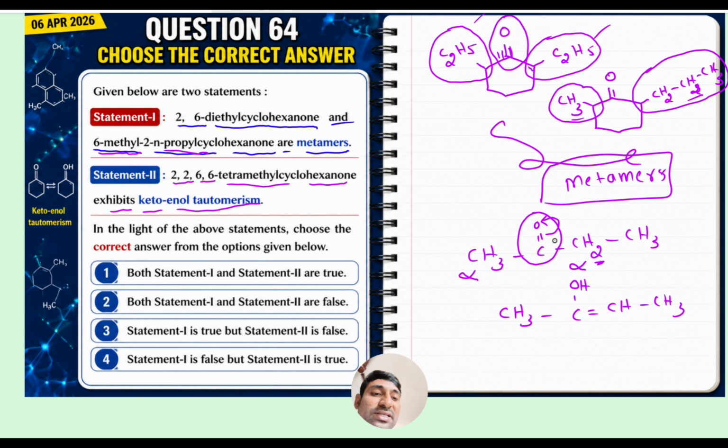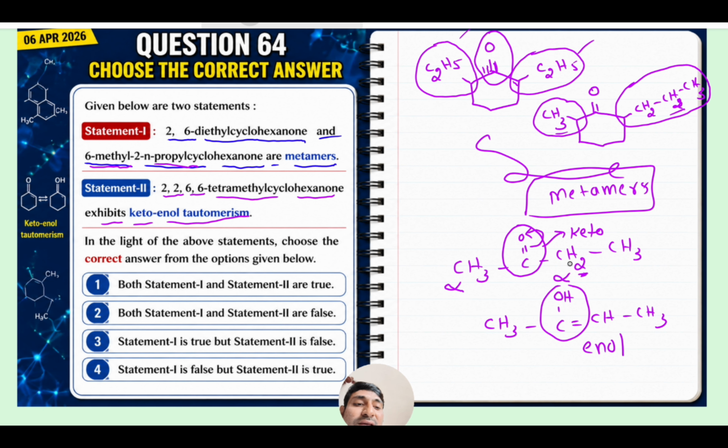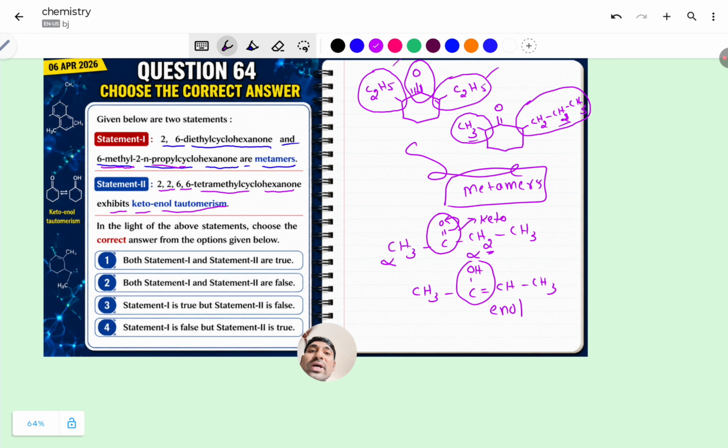Now this is the keto form, because the keto functional group is there. Now there is a double bond and OH, so it is the enol form. If there is an alpha hydrogen, there is a chance to undergo keto-enol tautomerism. If there is no alpha hydrogen, there is no chance of keto-enol tautomerism. So first we should construct the structure of the compound in the given statement 2.